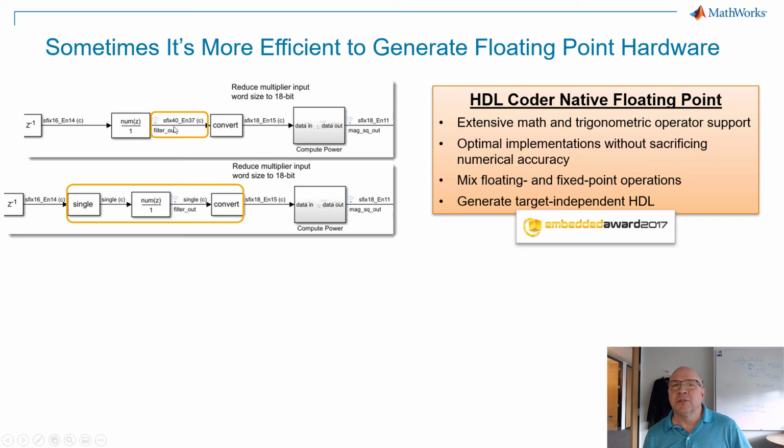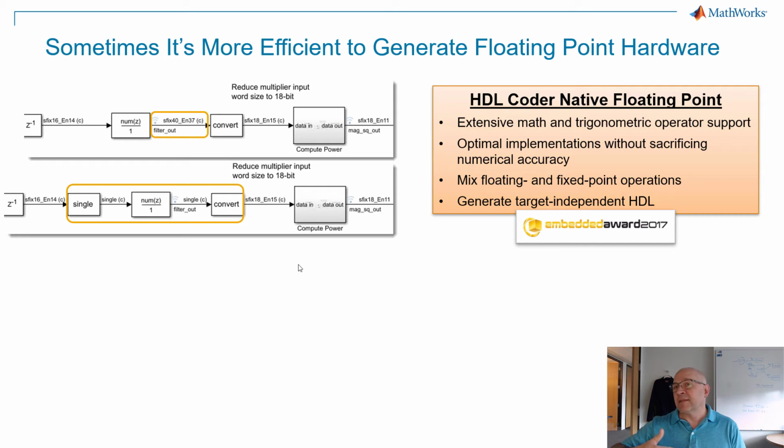Now, what you could do is use within HDL Coder a feature called native floating point. It's a library that applies to many of the blocks here, where you can get the full range of single precision, double precision, or half precision floating point in your computations. So what you're looking at here is the same basic design, but now we've gone from a 16-bit fixed point to a 32-bit single floating point, filtering that and then converting it back to an 18-bit number.